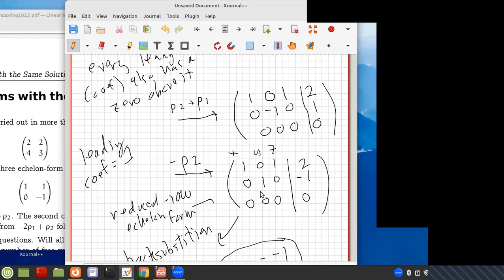So if I take any other matrix and I wish to make it into reduced row echelon form, if it looks like this, it has the same solution set. If it doesn't, it's going to have a different solution set.